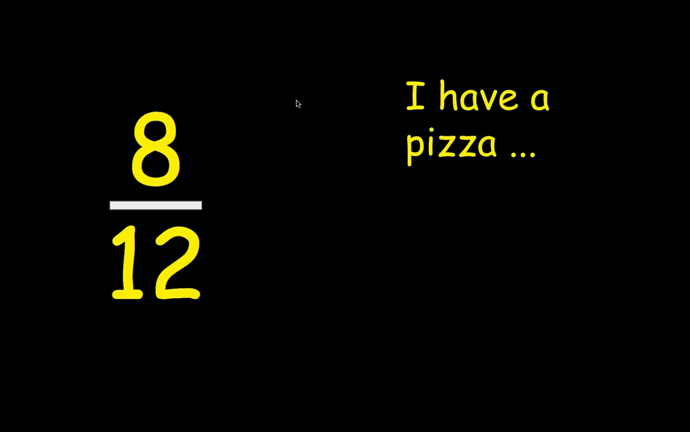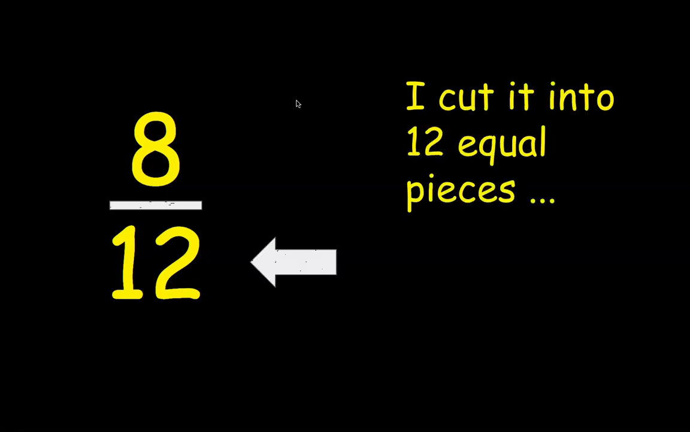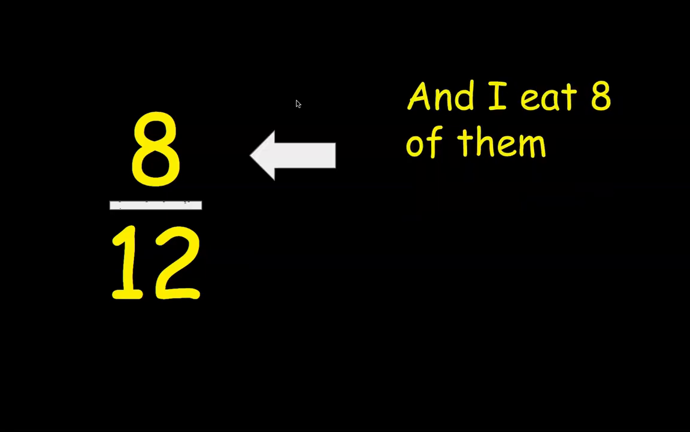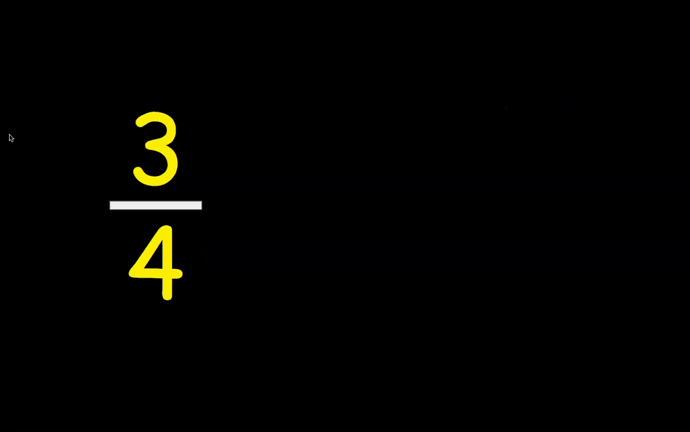I have a pizza. I cut it into 12 equal pieces and I eat 8 of them. Now, what can you tell from this? You know that if you had cut your pizza into 12 pieces and you ate 6 of them, you would have eaten half of your pizza, isn't that right? Well, what you can see is you've eaten more than half of the pizza here, because half of this pizza would be 6/12. All right, pause if you like.